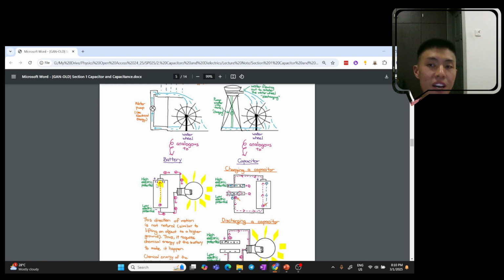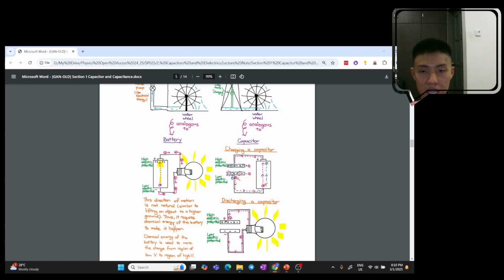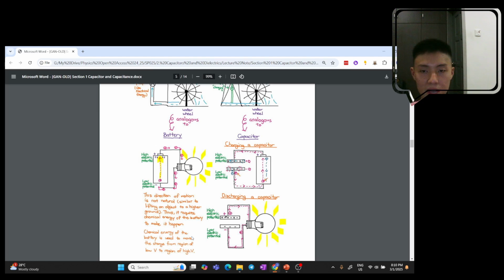The battery provides external energy to bring the charges from low energy to high energy by passing through the battery. So you need some kind of energy from outside, and the battery supplies the chemical energy to make this happen. The chemical energy of the battery is used to move the charge from a region of low electric potential to high electric potential. It goes from low to high. So this is how you can think of how a circuit works when you apply a battery. The battery provides the energy, and the energy is lost to the load installed outside.